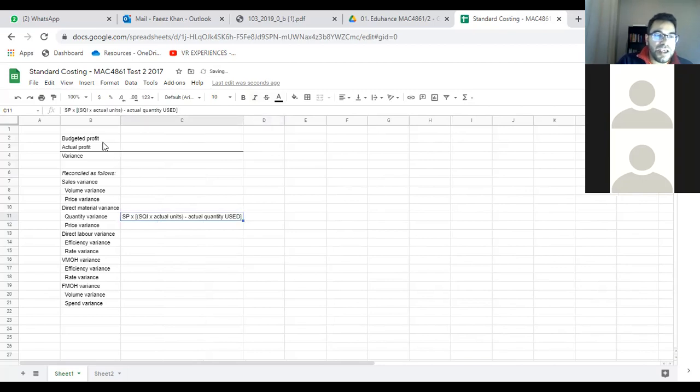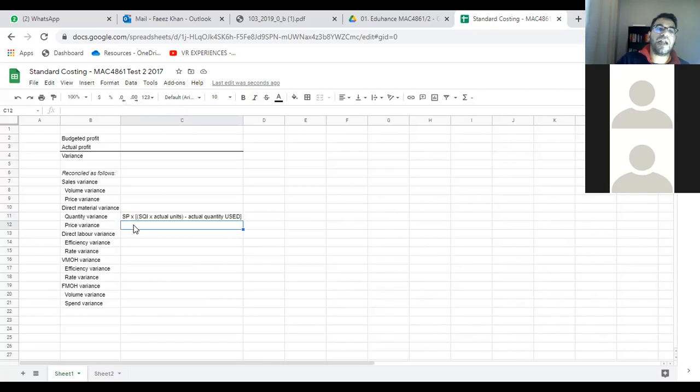So inside of this bracket over here is only the quantity. But remember, we are reconciling profit. Profit is a rand number. It's a value. So to get it into a value, we multiply it by the standard price.